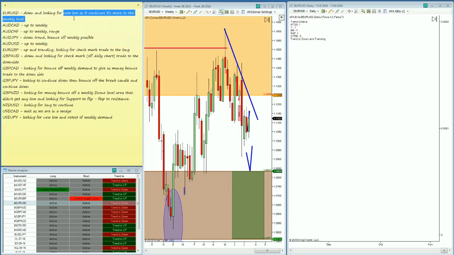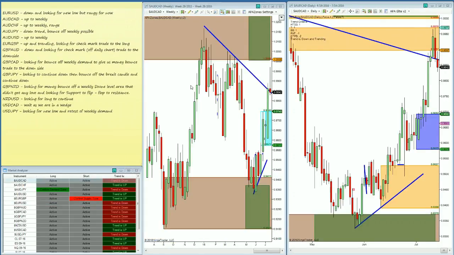Yes, I would. Okay, so we're going to say that we're still looking for the new low, but it's rangy right now. We're on the AUDCAD. We'll check the weekly time frame out real quick.